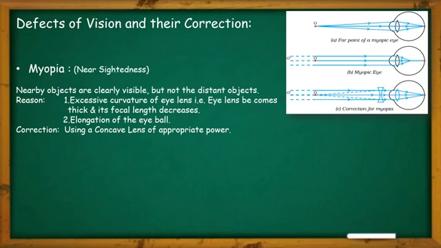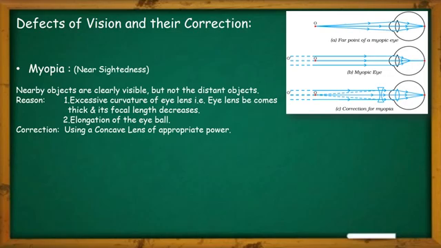That means the eye lens becomes too thick and its focal length decreases, for which the image of the object, which should be created on the retina, is not created on the retina. Rather it is created somewhere in the vitreous humor, before the retina. All the light rays are focused, as you can see in the diagram, before the retina, for which that thing is not visible to the human.